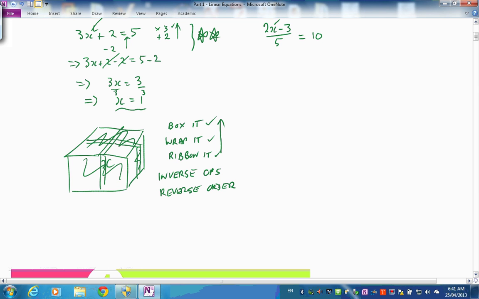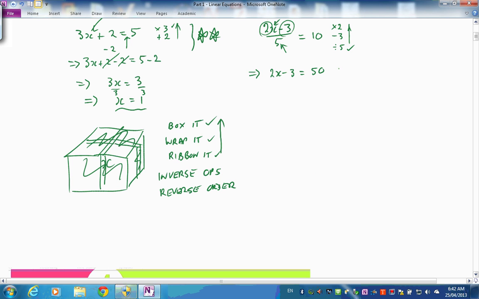Okay. Let's do the same thing again. You go to x, you say what's been done to x? It's been multiplied by 2, 3 has been taken away, so we're just coming along here. That's our first step. Then 3 was taken away, then it was divided by 5. To get x back again, let's do the reverse steps. Let's multiply this side by 5, and we get 2x take 3, multiply this side by 5, we get 50.